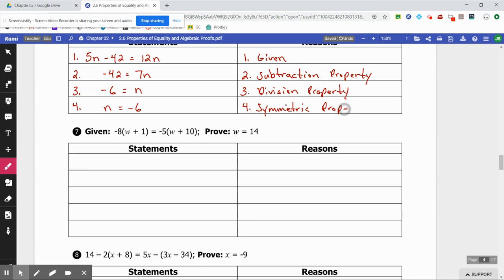So anytime you need to flip-flop your x equals some number, or some number equals x, it'll always be the symmetric property.